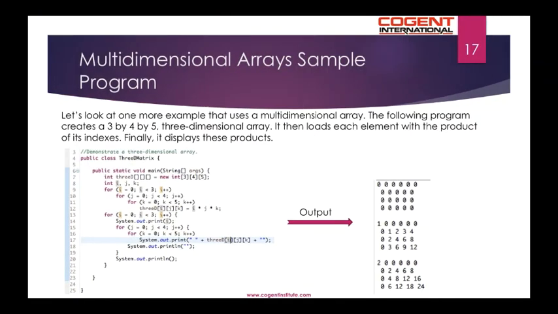Let's look at one more example that uses a multi-dimensional array. The following program creates a 3 by 4 by 5 three-dimensional array. It loads each element with the product of its indices. Finally, it displays these products. So this is 1, 2, 3, and each of these contains a 4 by 5 array.